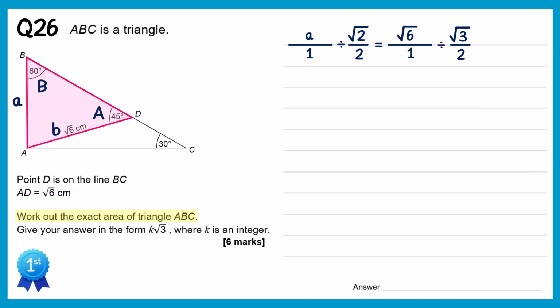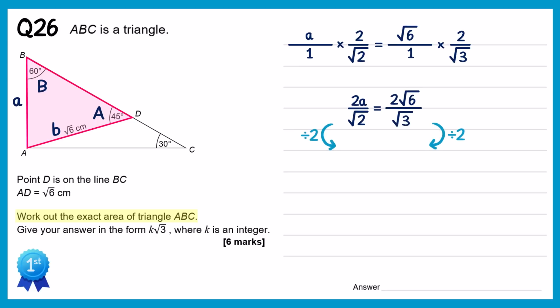Now we have to divide some fractions, and we know how to do this. We change the divides to multiplies, and then take the reciprocal of the second fraction. We can now multiply these. On the left-hand side, a times 2, that's 2a, and 1 times root 2 is just root 2. On the right-hand side, root 6 times 2 is 2 root 6, and on the bottom, 1 times root 3 is root 3. If we divide both sides here by 2, that will cancel the 2's on the top of each of the fractions, so we just have a over root 2 equals root 6 over root 3.